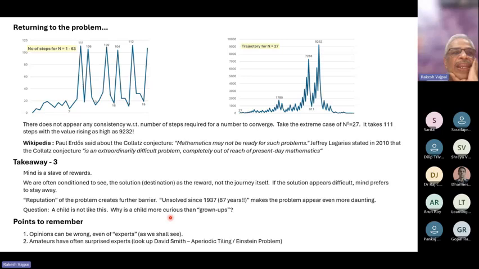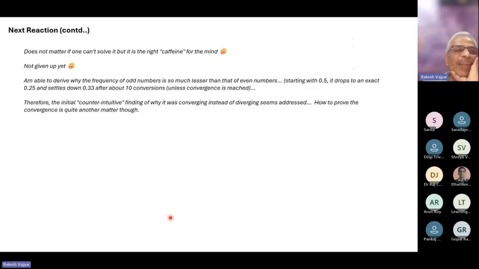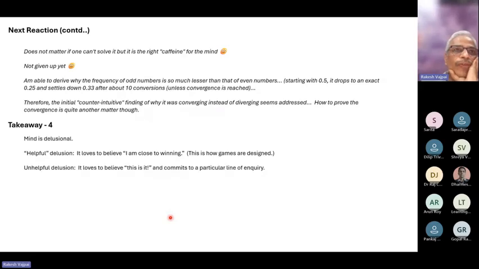Now coming to the problem itself, there is one more last reaction which I thought I would still capture. This is again from our Learning Together group, that after getting the inputs, I still said this: it does not matter if one can't solve, but it is the right caffeine for the mind. And that caffeine kept growing on me, and it kept me busy.